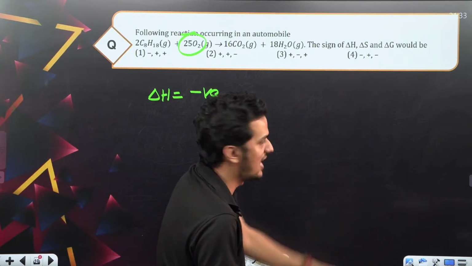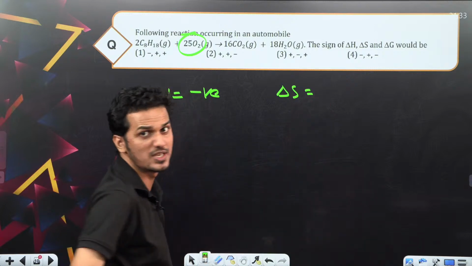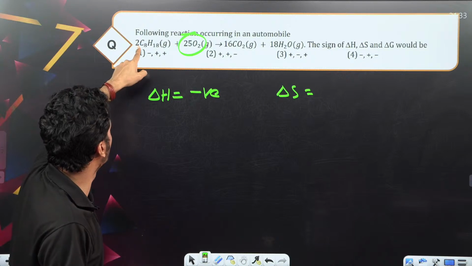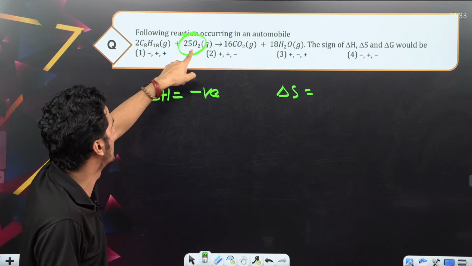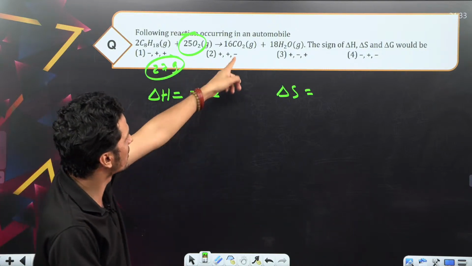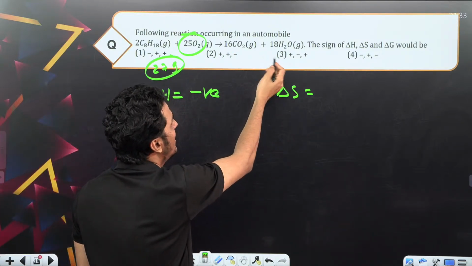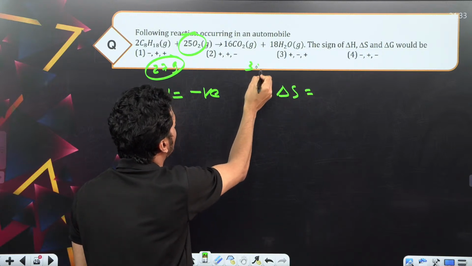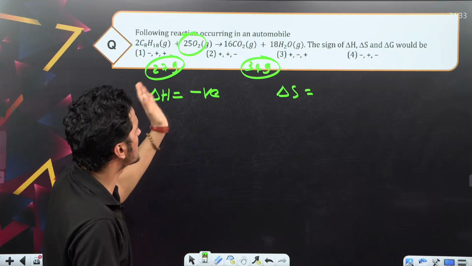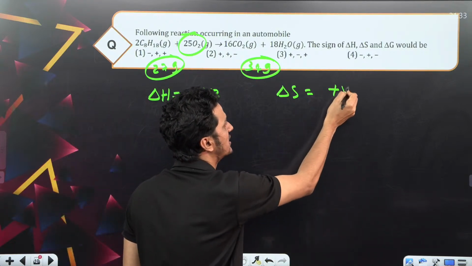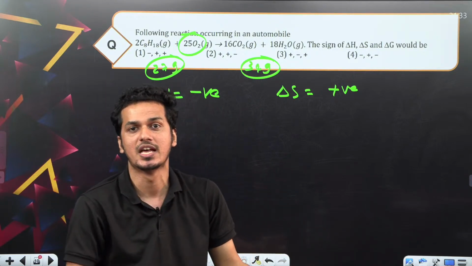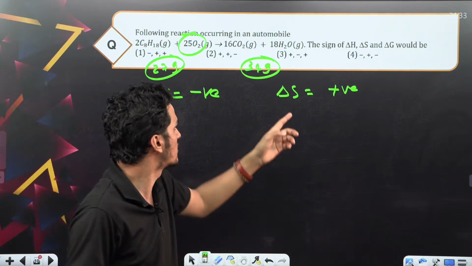Then they are asking about delta S, the entropy change. Check the left hand side: 2 octane molecules, which is gas, and 25 oxygen, 25 plus 2, total 27 gaseous molecules on the left hand side. What about the right hand side? 16 plus 18, that is 34 gaseous molecules on the right hand side. So the gaseous molecules are increasing, so entropy increases and delta S is positive.